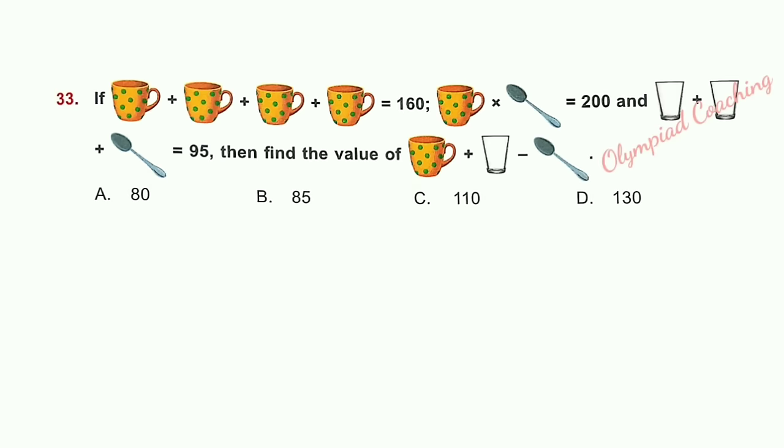Question number 33. If 4 cups equal 160, 1 cup into 1 spoon equals 200, and 2 glass plus 1 spoon equals 95, then find the value of 1 cup plus 1 glass minus 1 spoon.